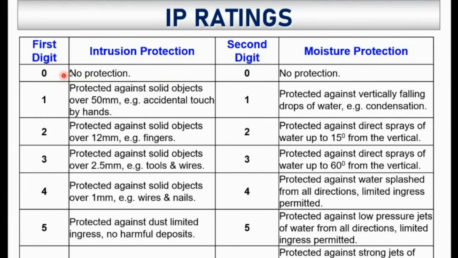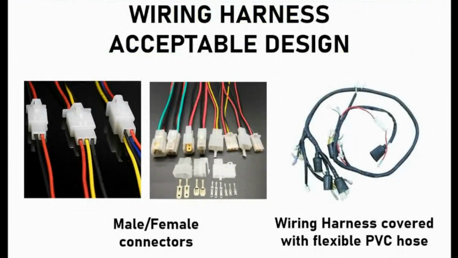If you are IP00 rated, that means there is no solid and moisture protection. If you are IP66 protected, you are totally protected against dust and also moisture. There are also further standards like IP 5K, 6K, and so on. So while you read the data sheet, also take a look at this consideration as well.